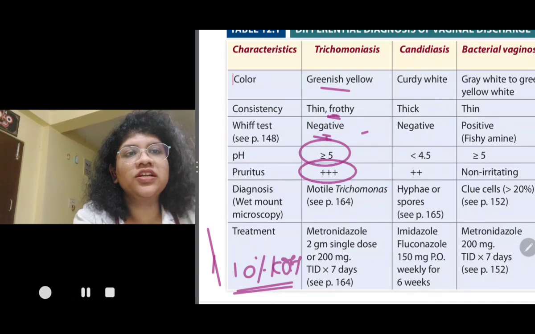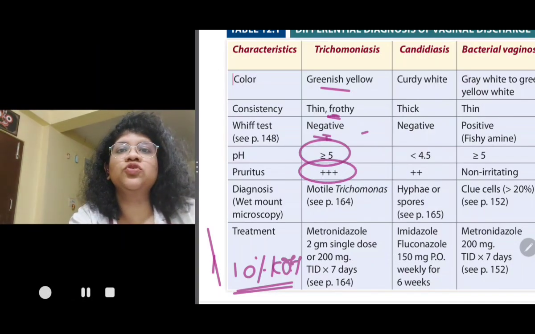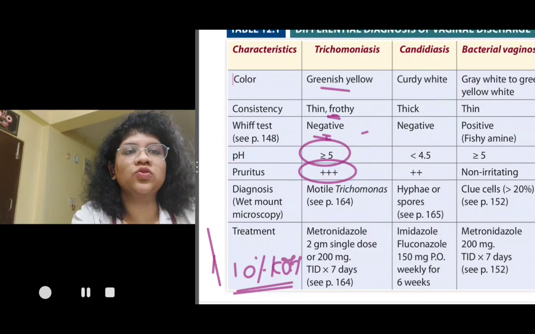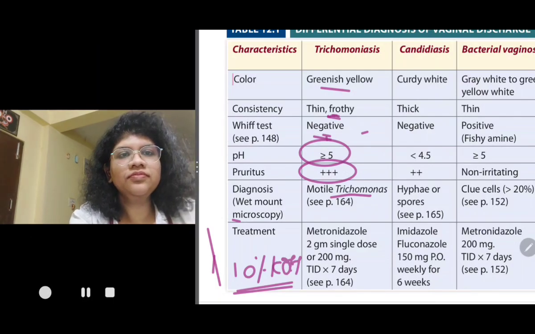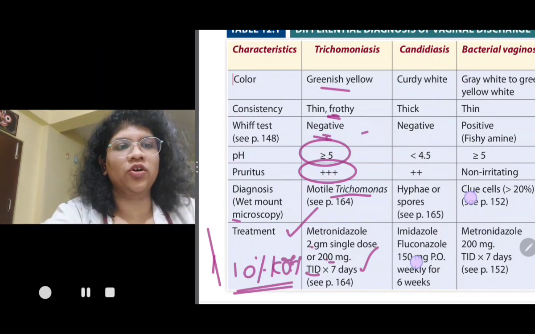It will be associated with pruritus. That's a very important point to remember, and that's precisely why I asked you to take a thorough history and ask regarding any associated complaints of itching. So that is associated with pruritus. When you do a wet mount microscopy, you see the motile trichomonas. Okay. Treatment of course is metronidazole, where you will give 2 grams single dose or 200 milligram TID for 7 days. That means thrice daily you will give for 7 days. So this is the management for trichomoniasis.